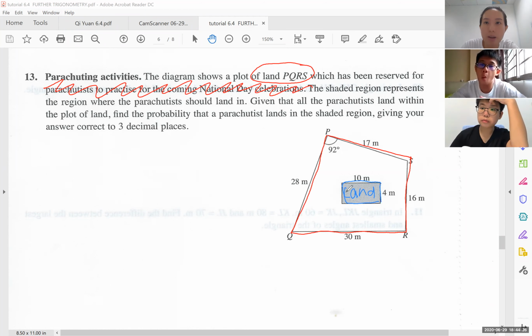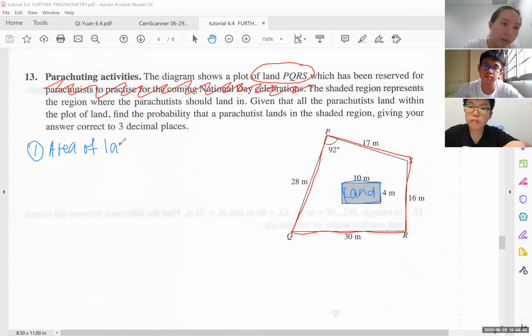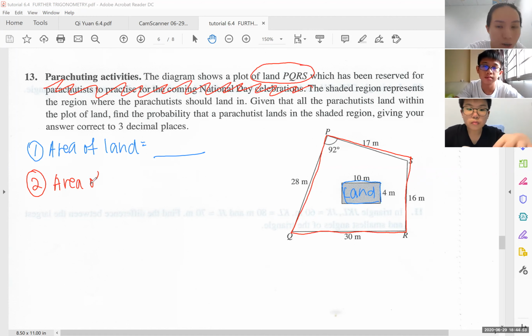Rectangle. Okay, so now they say that the parachutists must all land in this piece of land. So what can you first find already? The area of the blue color. Yeah, we can first find the area of the land. Very easy, right? So next step, what do you need to do? Find the area of the whole thing. Yes, area of the PQRS.